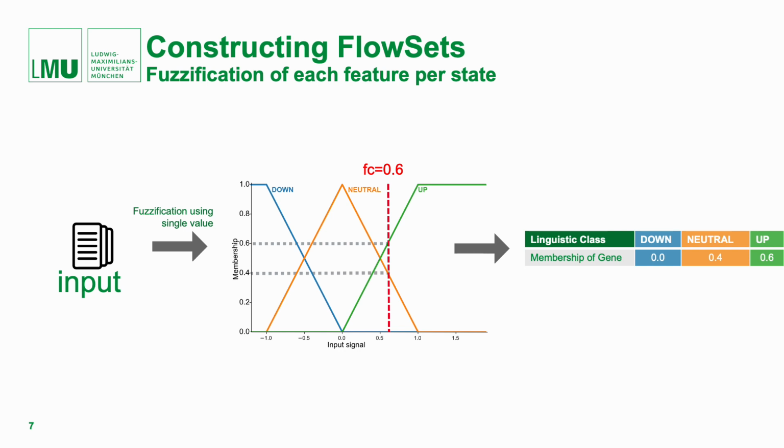For a fold change of 0.6, we would say that it's slightly upregulated, so we assign it with 0.6 to the upregulated category and 0.4 to the neutral. Normally, a fold change of 0.6 is not downregulated at all, so the membership here is 0.